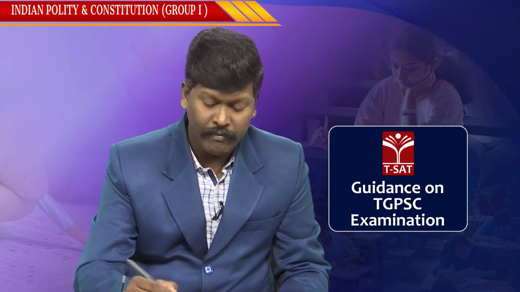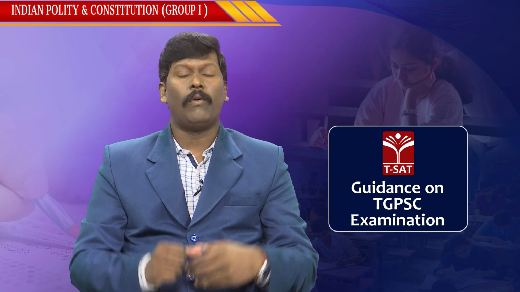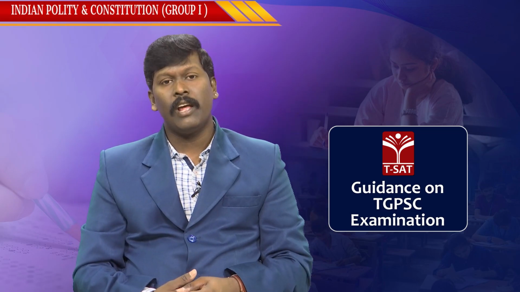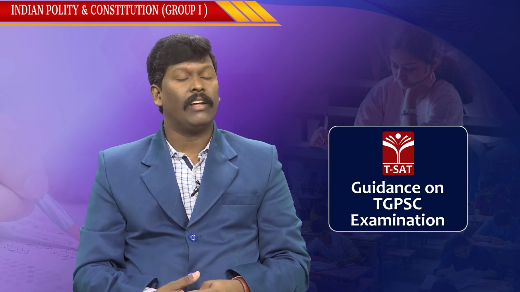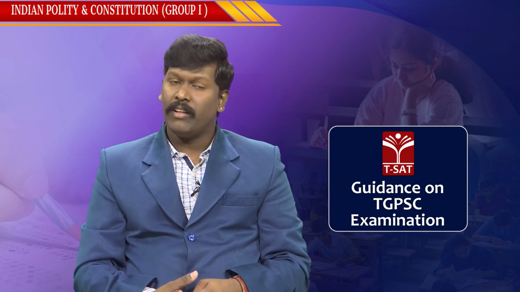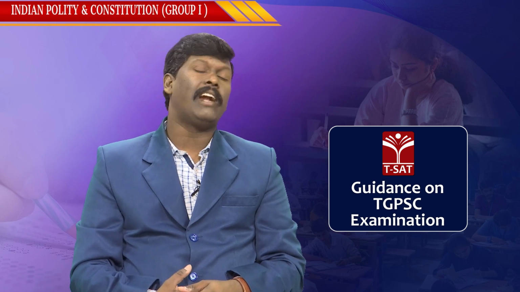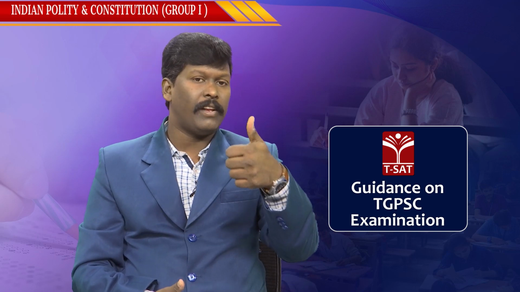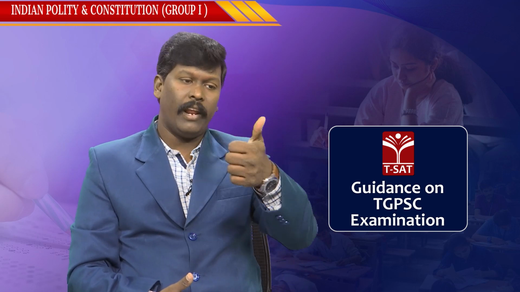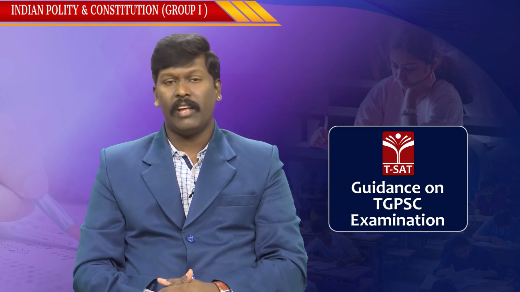What is the next article we have? Article 312 of the Constitution. Now, what is Article 312? It deals with all India services, right? Now, who has the authority to create an All India service? First of all, what is this All India services? Recruited by the center, work for the state. All India services are created by the center, and work for the state.